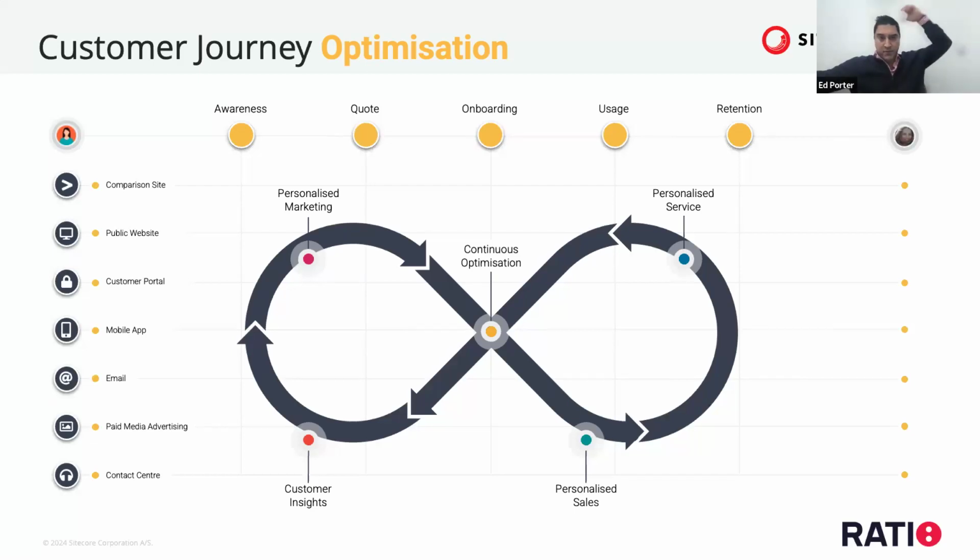Absolutely. And I kind of touched on this before, but I think it is about continuous optimization, whether you're an anonymous user coming onto the site for the first time, or coming through very different channels, right the way through to you actually being retained or having a cross-sell or upsell opportunity. I think there's opportunities for personalization along the way.